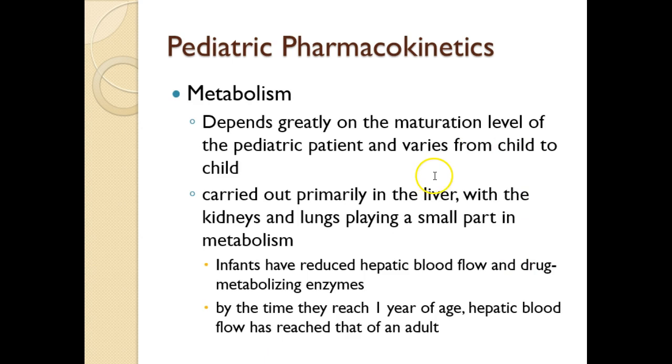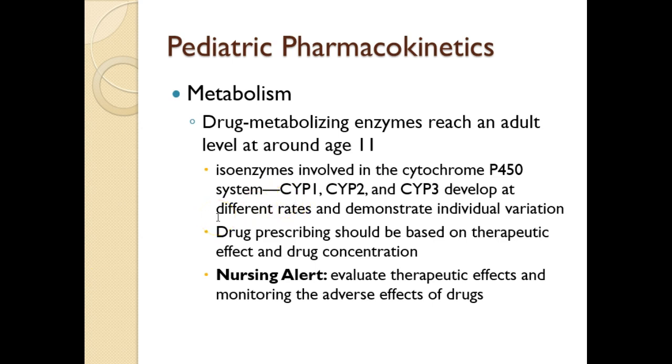So for metabolism, it greatly depends on the maturation level of the pediatric patient. Again, remember that metabolism is primarily done in the liver, with the kidneys and lungs helping out. But infants have a reduced hepatic blood flow as well as reduced drug metabolizing enzymes. It doesn't reach adult levels until 1 year of age. So with that, they could have increased drug accumulation because drugs are not being deactivated fast.